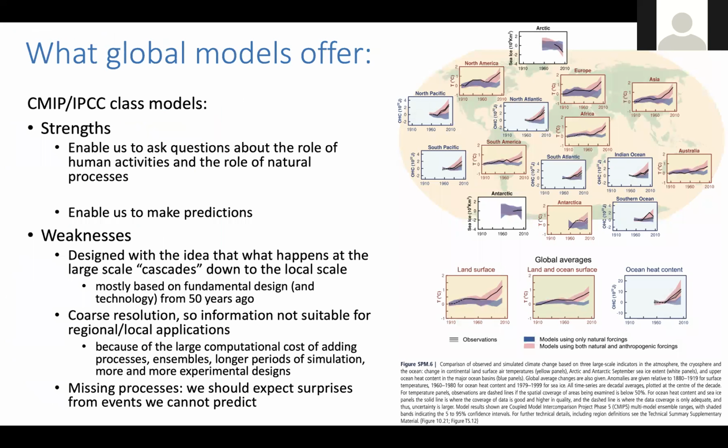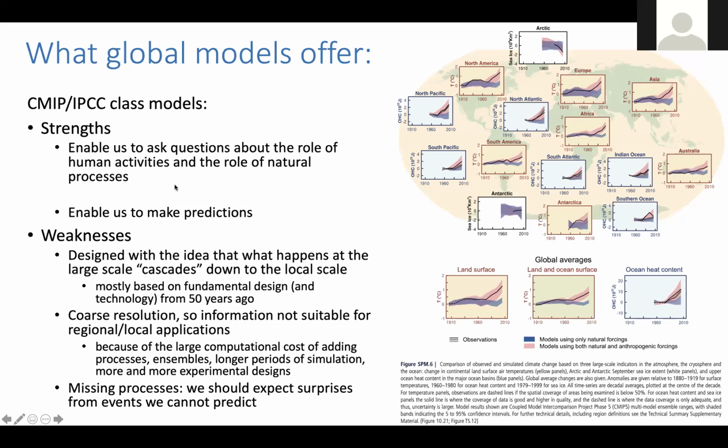So global models, well, of course, and this is this typical CMIP exercise, they offer global coverage, they offer us many types of scenarios and offer us the ability to do some form of attribution, and they enable us to make predictions and ensemble predictions, heterogeneous ensemble predictions, but they're mostly designed with the idea that what happens at the large scale will cascade down to the local scale. So these local phenomena can be studied and seen in terms of their impacts just regionally without looking at these global interconnections, these teleconnections in physical or sociological space.